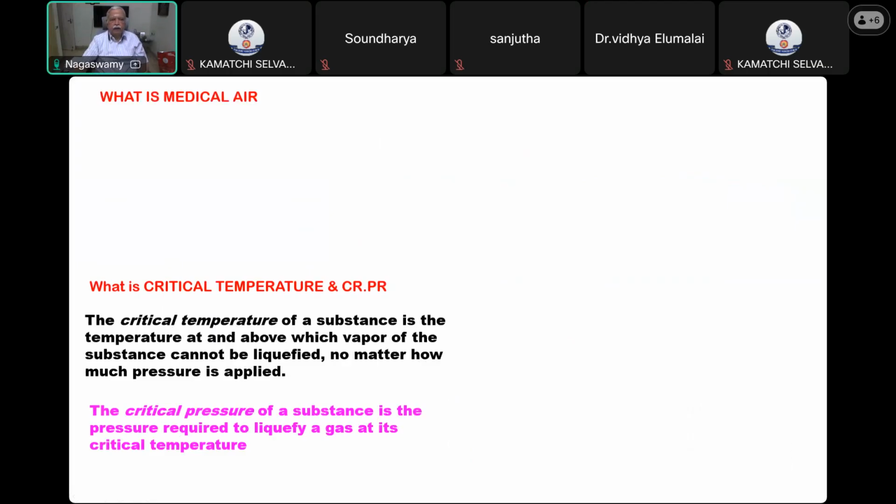What is medical air we are using nowadays in our anesthesia machine? What are all the characteristics of medical air? Is it different from the common air that we are inhaling every day?